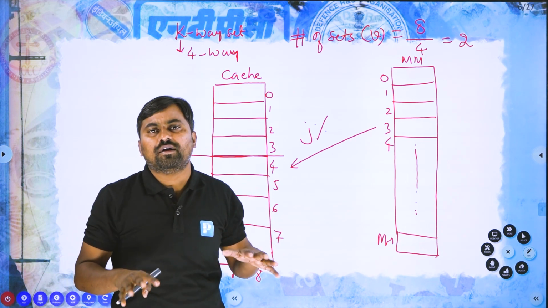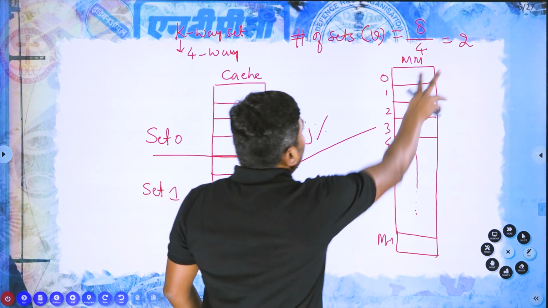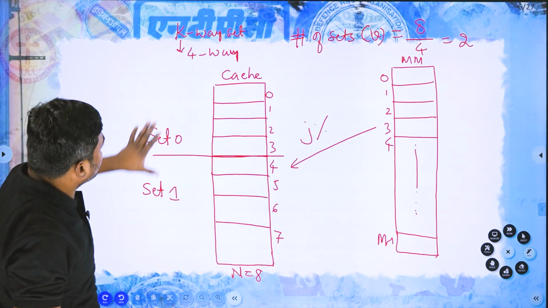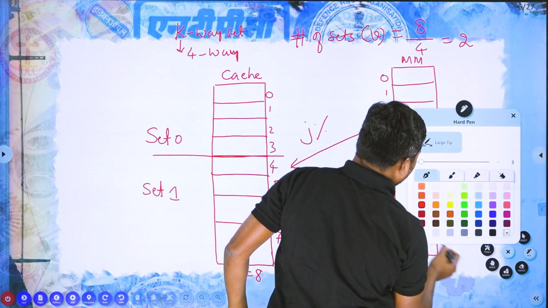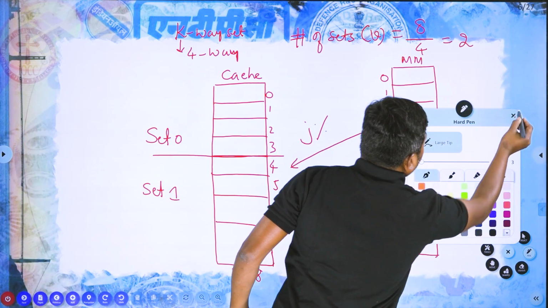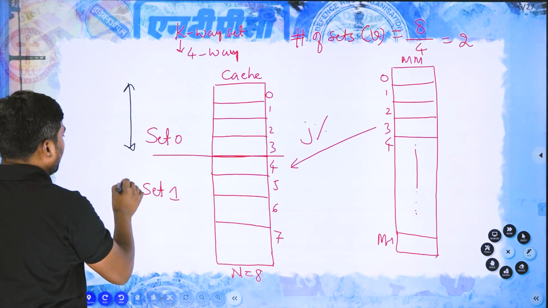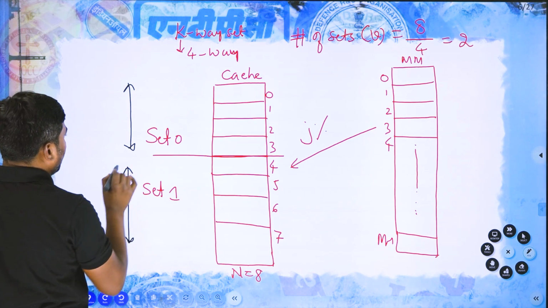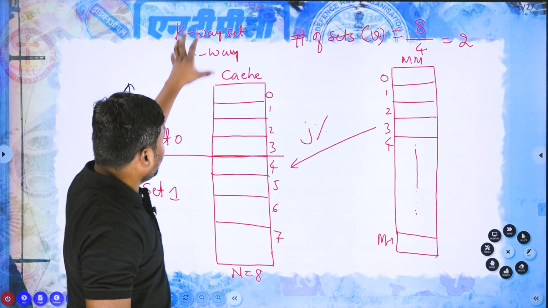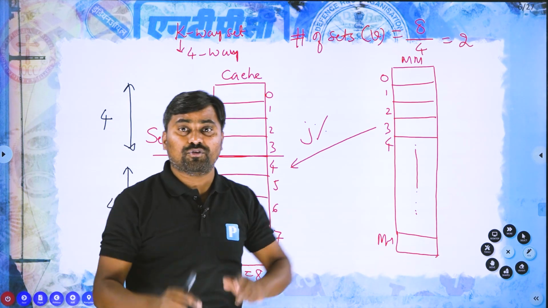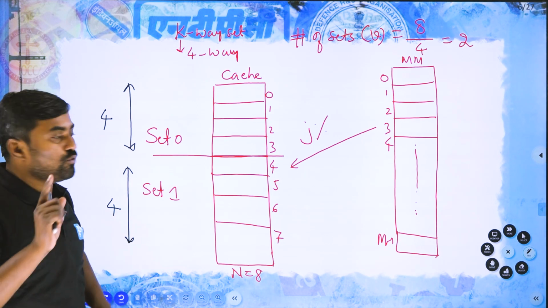But for more clarity, what is the range of the set? Let us understand with the example. We got 2 sets, set number 0 and set number 1. What does each set contain? Let me take a different color. This is set number 0, this is set number 1, and there are 4 blocks in each. In k-way set association, k lines will be there; in 4-way set association, 4 blocks in one set, that you have to notice.